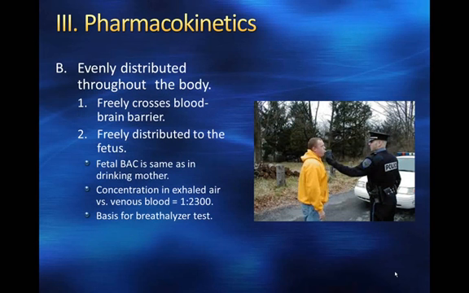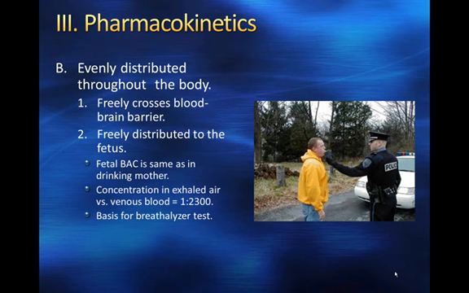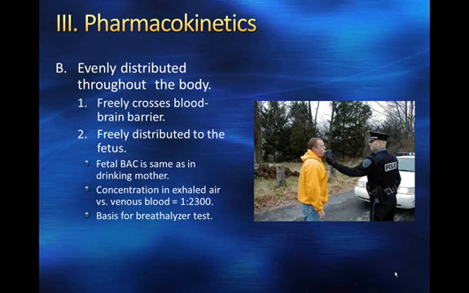So, alcohol is evenly distributed to the body. It freely crosses the blood-brain barrier. It also is freely distributed to the fetus. We'll talk in our next lecture about fetal alcohol syndrome, in particular about the fact that the fetus has about the same blood alcohol content as the drinking mother.